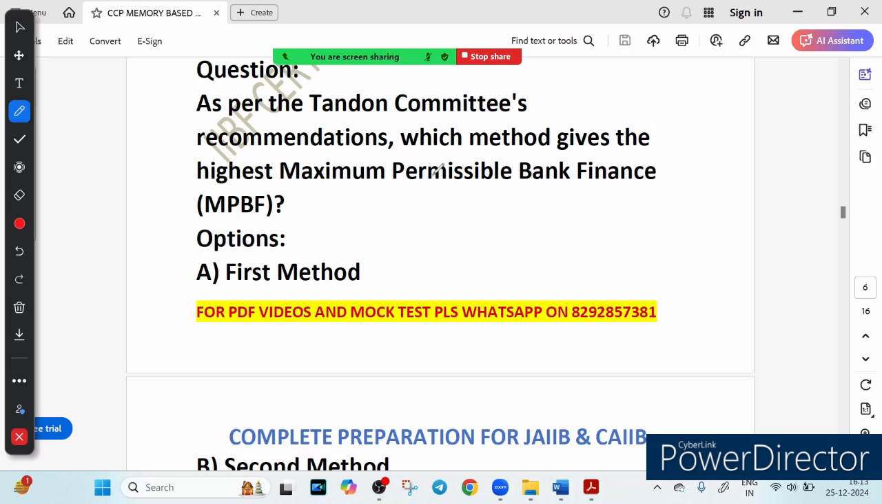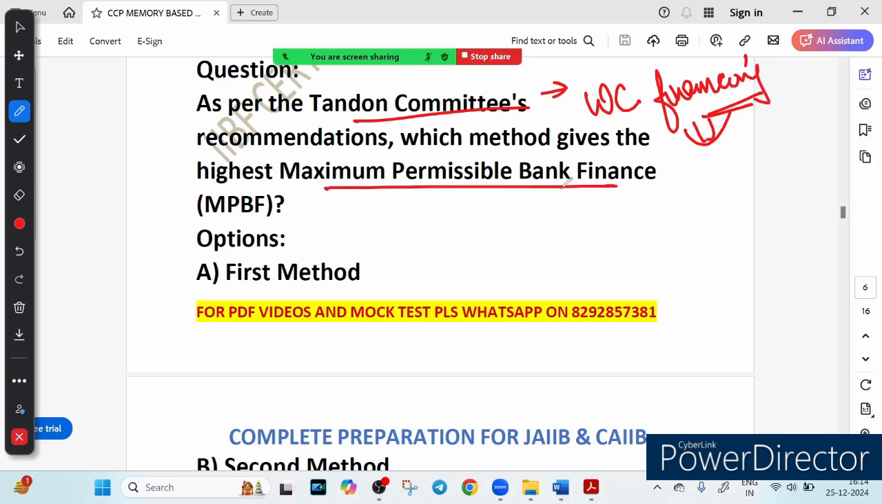So first of all, what is the Tandon committee? Let me give you a glimpse. The Tandon committee was set up to suggest ways to regulate working capital financing by a bank. So main key factor is working capital financing by a bank. Its main goal was to ensure that company use fund efficiently while reducing over dependence on bank credit. So that is about the Tandon committee.